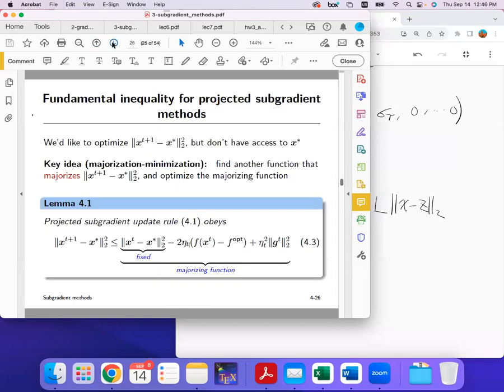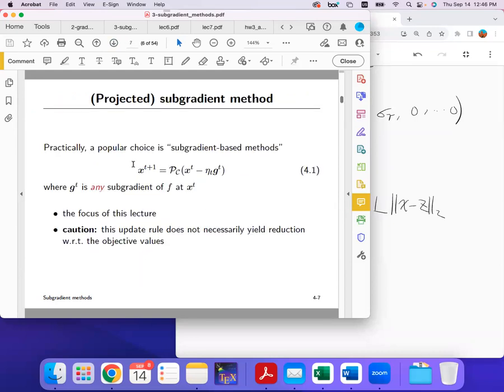G is the gradient. G is the subgradient we use in the algorithm. All right. So this is 4.1. So we are looking at this projected subgradient descent.